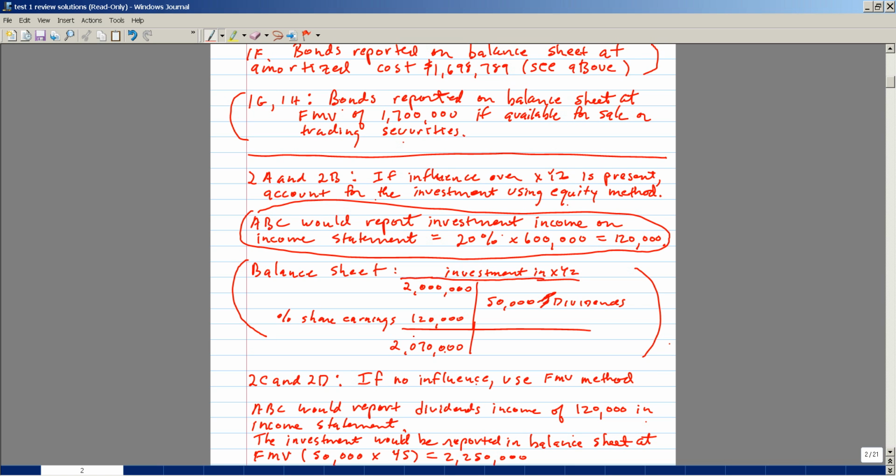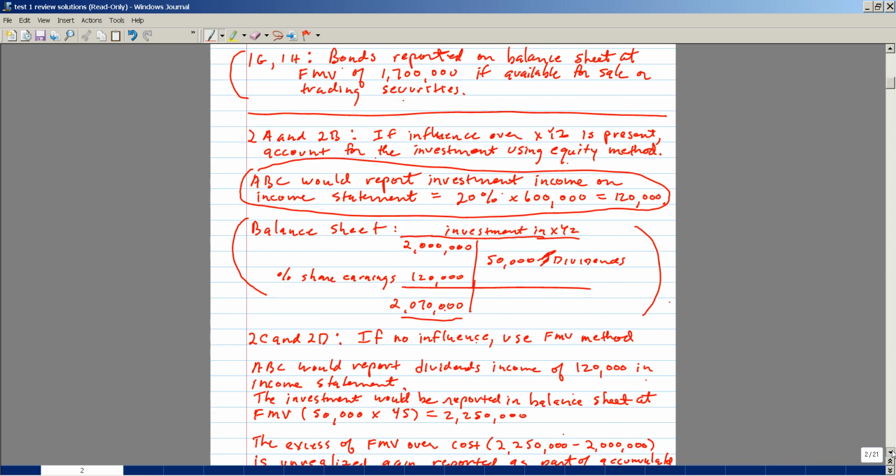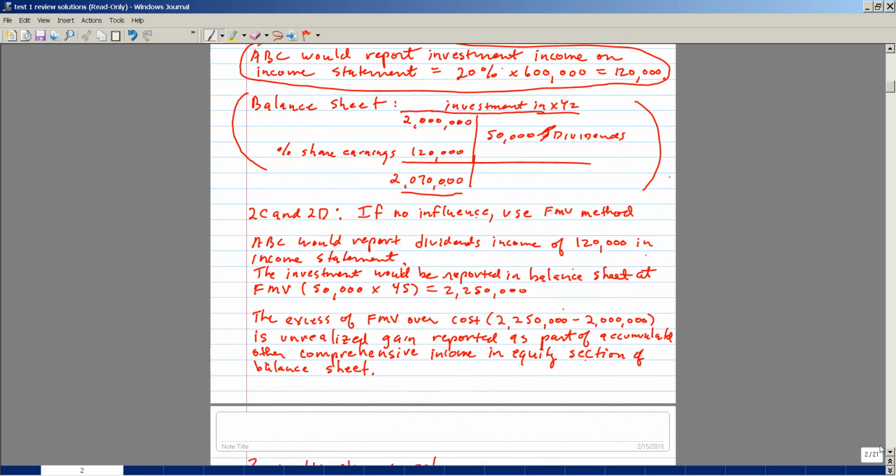That's this. And then we prepared a journal entry to pick up our proportionate share of the earnings of the investee. When we picked up that share of earnings, we did so by debiting investment in XYZ, crediting investment income by $120,000. So the carrying amount of the investment in XYZ asset account at December 31st, 2015, given that we are accounting for this investment under the equity method, is $2,070,000. So that $2,070,000 is the amount at which the investment is going to be reported on our balance sheet under Part 2B.